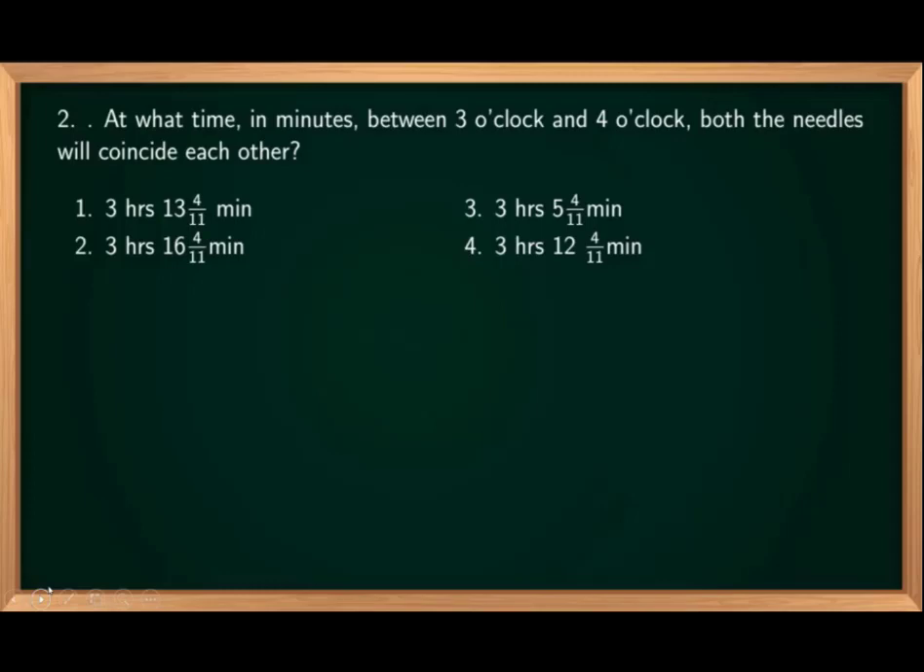Both the needles coincide means the angle between the hour hand and minute hand is 0 degrees. So just substitute in the basic equation: modulus of 30h minus 11 by 2m equals 0. H means 3 o'clock, between 3 o'clock and 4 o'clock. So it may be 3:05, 3:10, 3:15, whatever. Anyway, our h here is 3, minus 11 by 2 into m. We should find m, equal to 0.